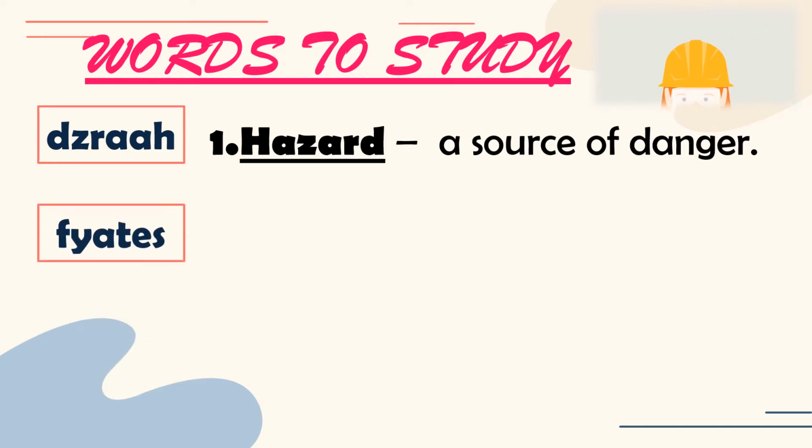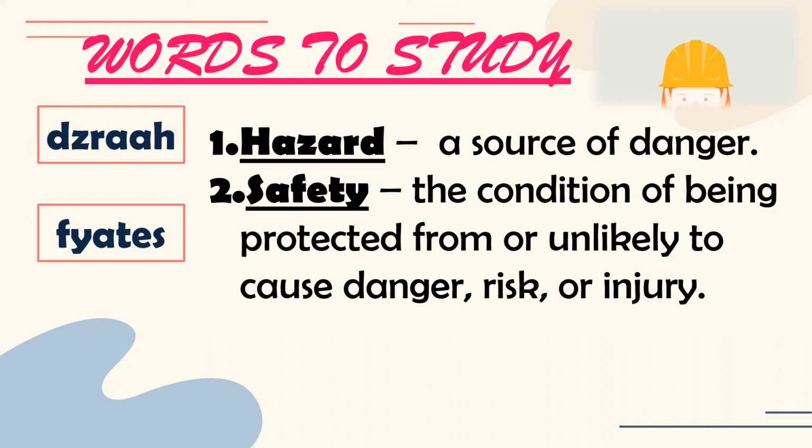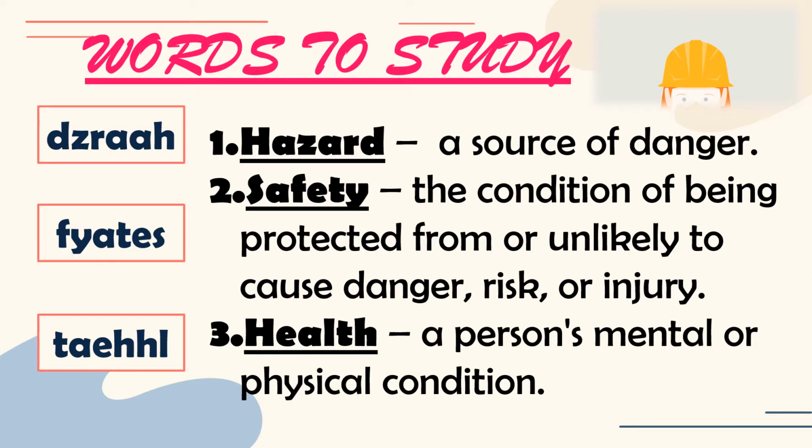Okay, another jumbled letters we have. What do you think is this? Okay, very good. Safety. When we say safety, it is the condition of being protected from or unlikely to cause danger, risk, or injury. And then the last one, what do you think is this? Okay, very good. Health. When you say health, it is a person's mental or physical condition.